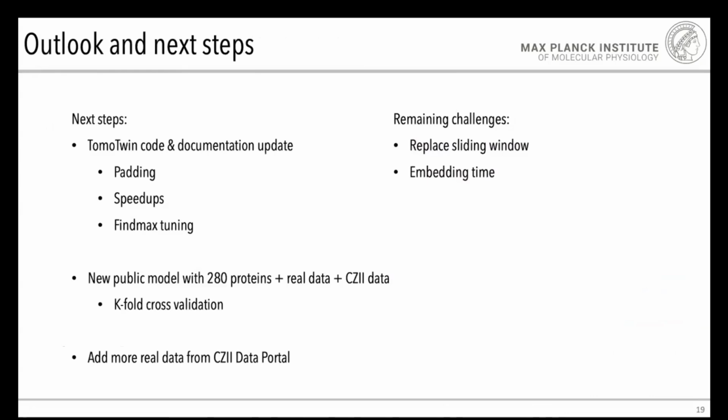So, outlook and next steps. We're going to make a major code and documentation update to TomoTwin. We had to add padding during the competition because the boundary models of the tomograms were really tight, and there were a lot of particles at the air-water interface or the graphene oxide water interface that were in the first few slices of the tomogram. Initially, we weren't picking these, so we added padding to our embeddings so that we can now pick everything flush to the edge of a tomogram.